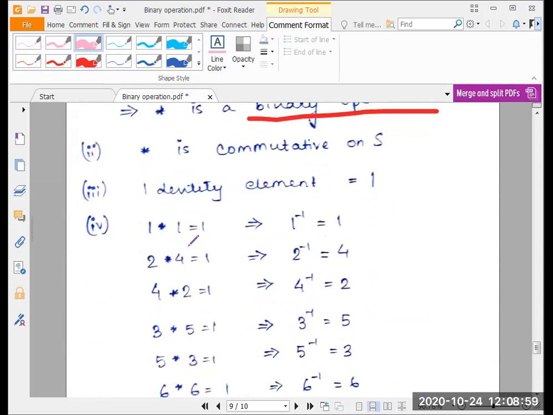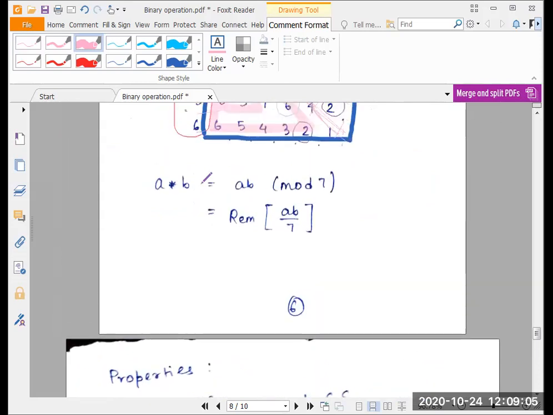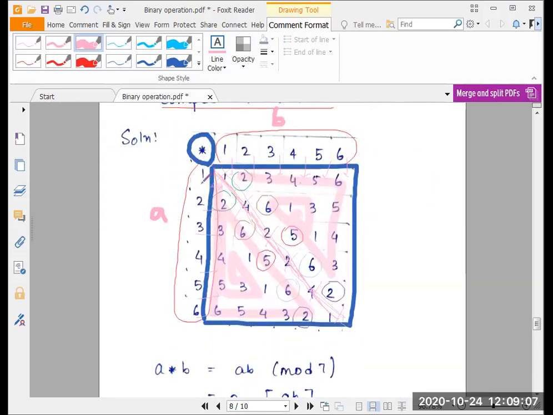I can just say. The next property is the identity element, that is, the existence of an identity element. Now, as I had mentioned in my previous video, an identity element is an element which, when operated with, gives the result to be the other number.